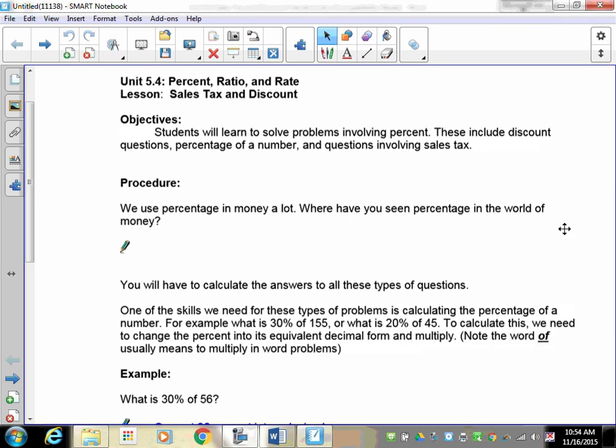All right then, and welcome to lesson 5.4, percent ratio and rate continuing. In this lesson, we're going to do sales tax and discounting.